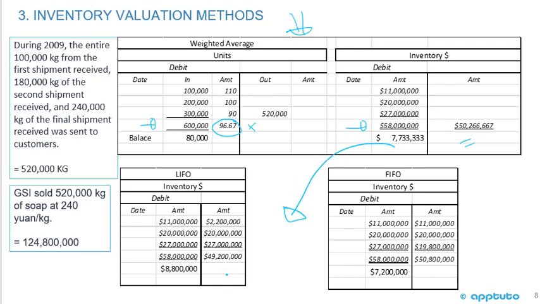When prices are falling, the LIFO method is going to give us the lower cost of goods sold, the higher inventory, and FIFO is going to give us the highest cost of goods sold and the lowest inventory, and once again, weighted average is going to fall in the middle. So we could see when prices were increasing, weighted average gave us the middle value, and when prices were falling, weighted average also gave us the middle value.